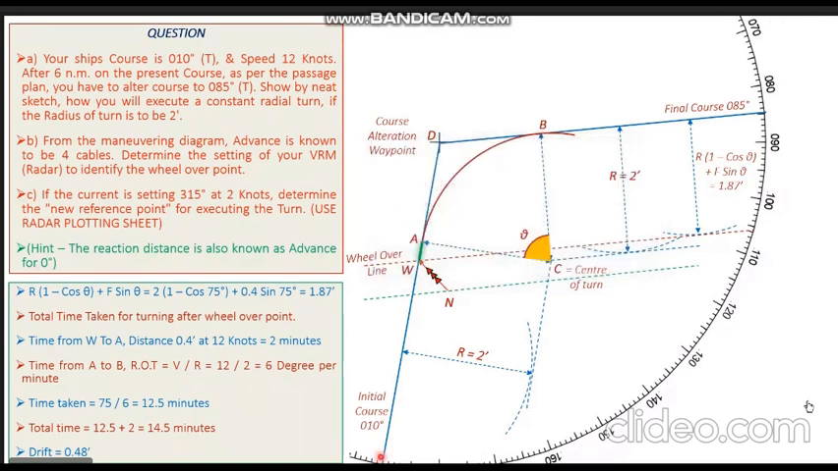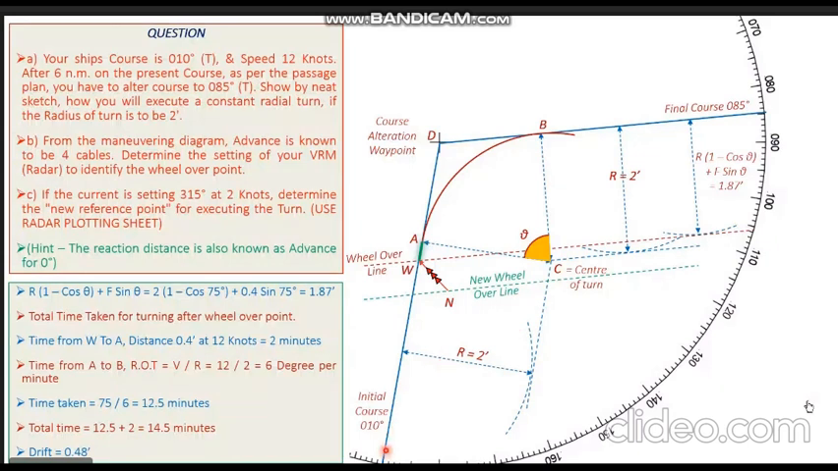Now, when you are proceeding on your initial course, it is not necessary that you alter your course to reach point November. We can now use the concept of the wheel over line again here. Instead of taking your ship to November, what we can do is we can now draw a wheel over line passing from point November. The wheel over line will be parallel to our final course of 085. So you can see this green color line passing from point November and parallel to our final course of 085. This line now becomes our new wheel over line.